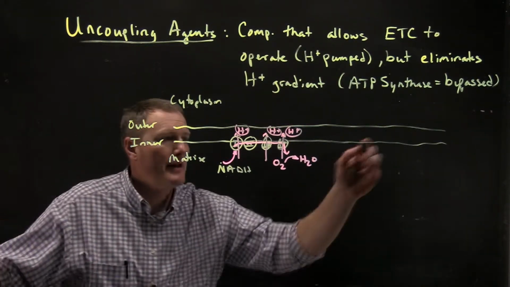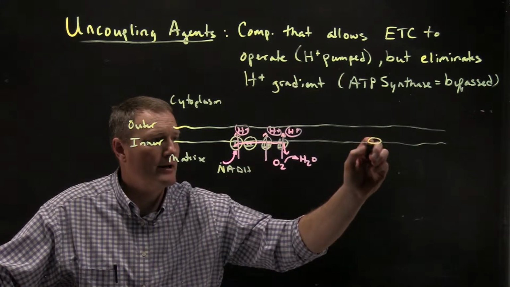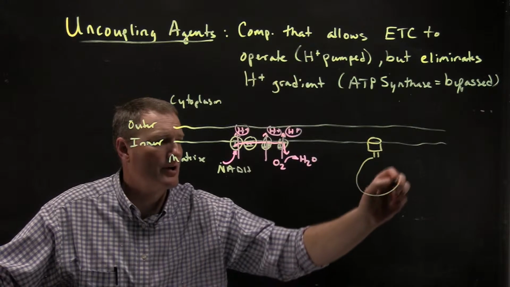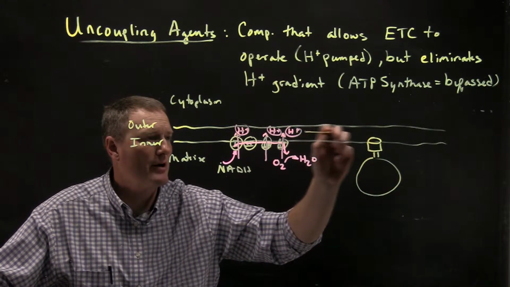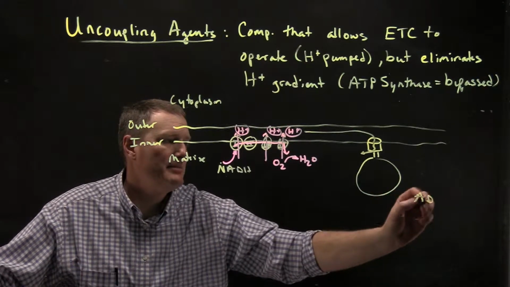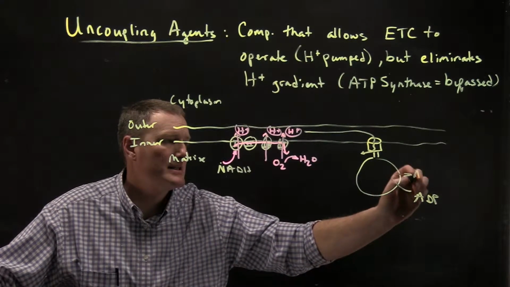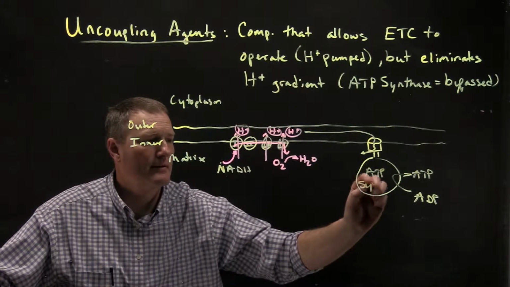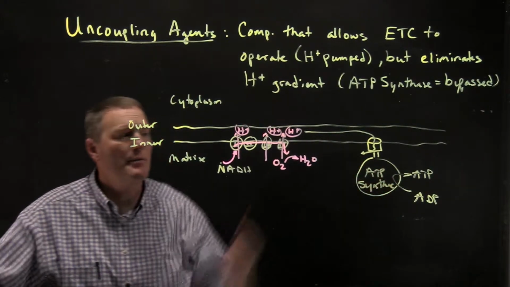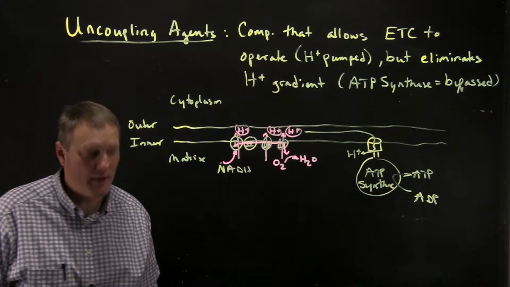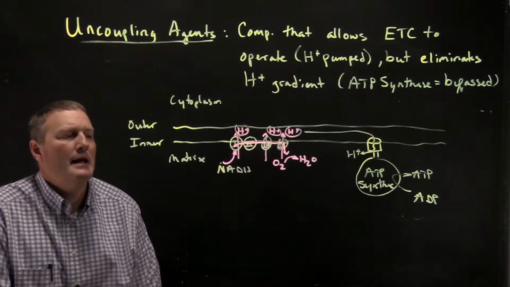And then recall that we have ATP synthase over here, which is this sort of large complex where the protons are now going to flow back through. And we're going to take ADP and convert it to ATP. So this is ATP synthase. So that would be the normal state of affairs. Again, the protons flow back through and we can make lots of ATP.